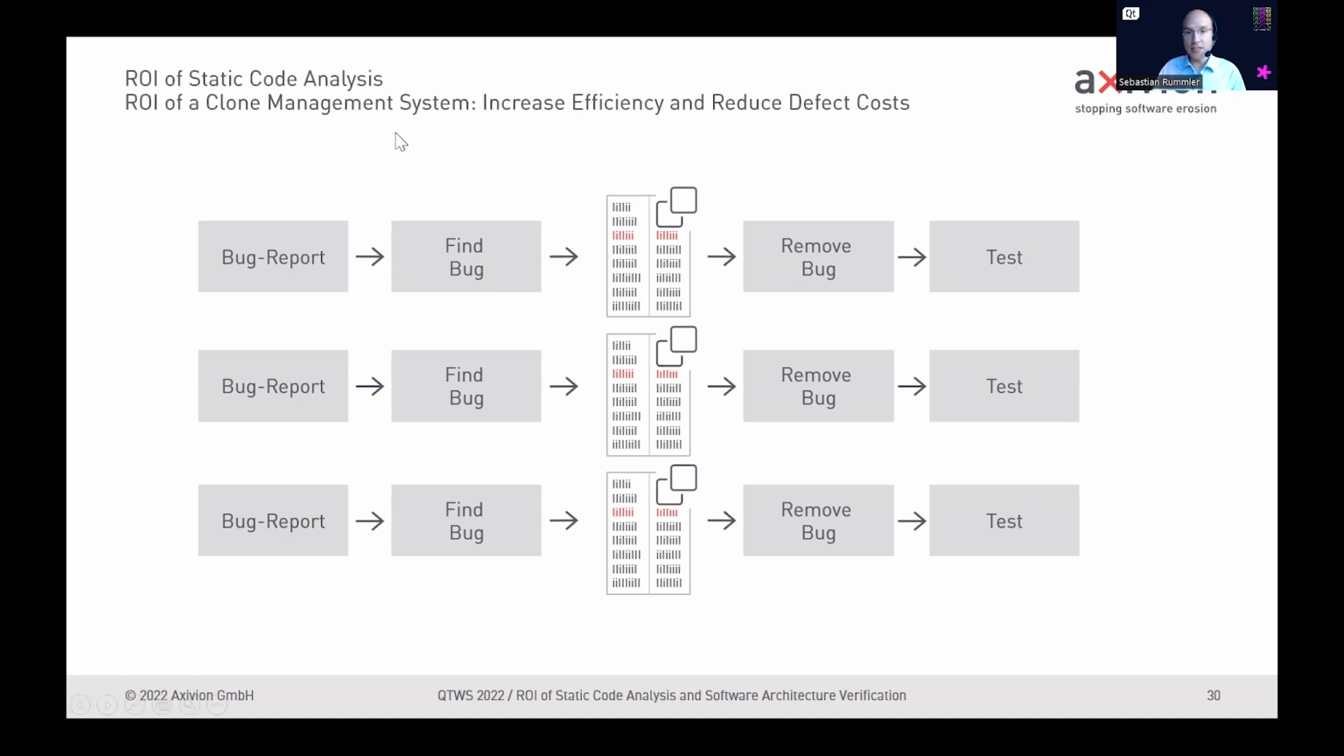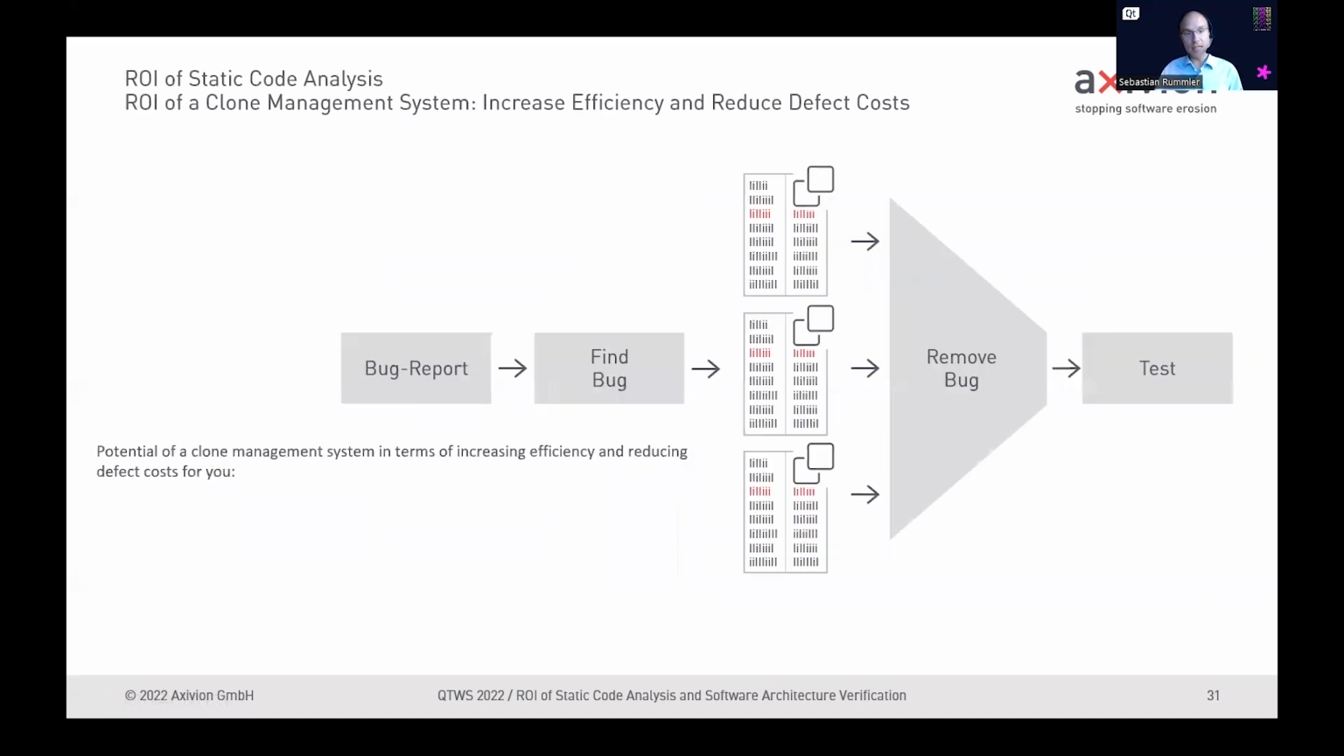And the efficiency increase can be really easily calculated, because if you have a clone management system, then as soon as you have a bug report somewhere and you localize that bug, then you directly know, using our clone management system, where to remove the bug. So you just have to do it once, test it once, and are safe now. And if you calculate how much that brings you, it's pretty easy. Like we know that on average, around 10% of the code is cloned. So maybe it's 8% or 12% with your project, but roughly it's around 10%.